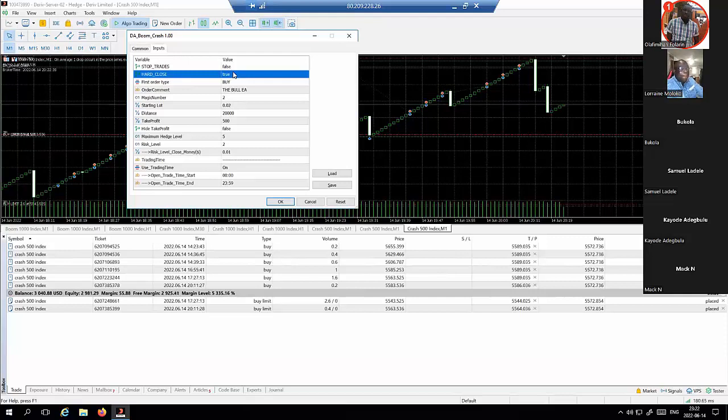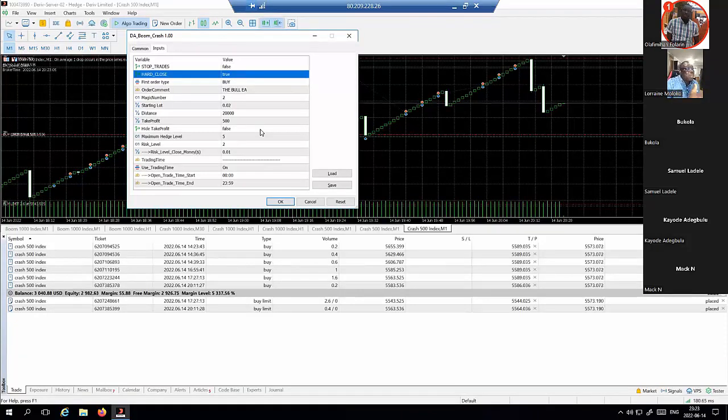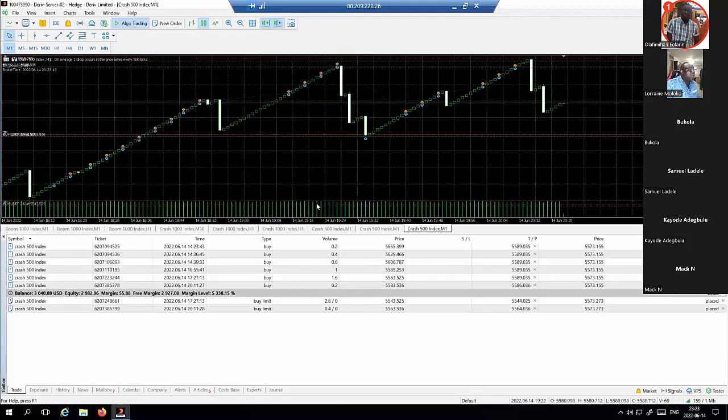It's just there, pending, in case the market crashes again and I exhaust my Magic 1 chart. Then I will come back here and set hard close to false. You can see, if I click OK now, this chart will start trading again. So that is why we separate them into chunks so that the market can quickly recover. And while we are waiting for the market to recover, we are getting profit. And I'm going to show us now.